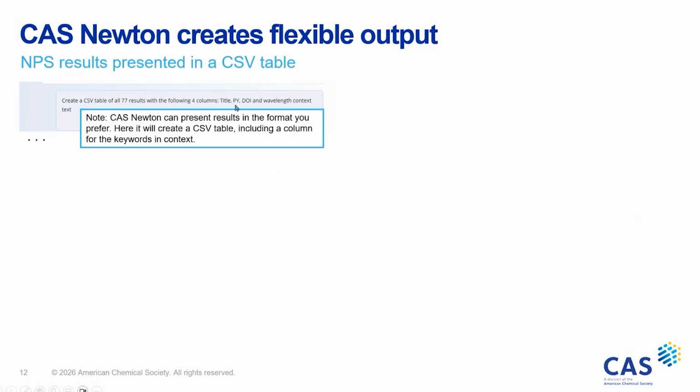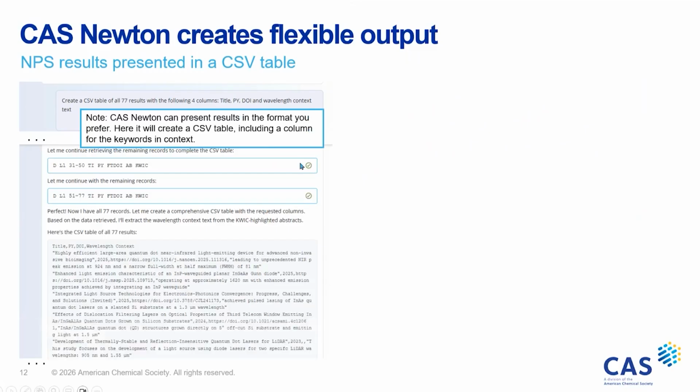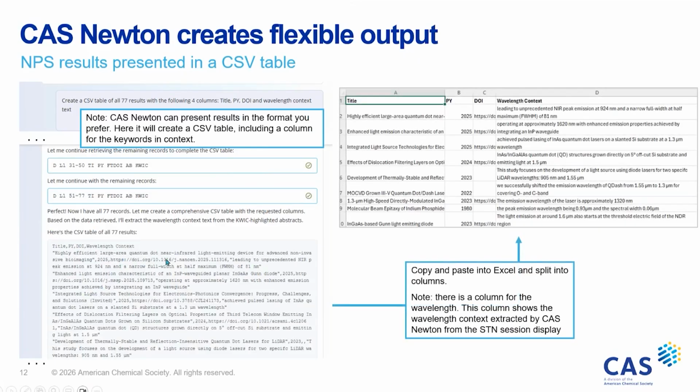columns. I want to see title, publication year, an identifier for the non-patent literature, and wavelength context, right? And so it will display the necessary field if it has not already done so within the current context window, and then it presents this CSV table that I can copy from the conversation with the agent and paste into Excel to basically create those different columns where I have the title, publication year, object identifier, and the wavelength context it extracted from the displays and presented in a table.